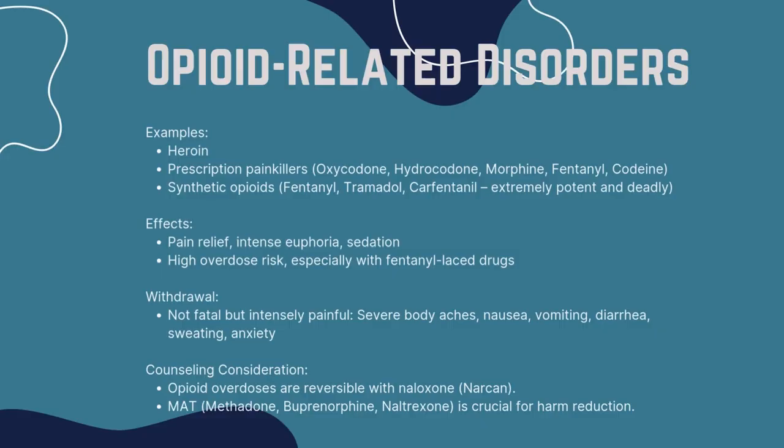Clients may also present with co-occurring trauma, chronic pain, or mental health conditions that contribute to opioid use. Counselors should take a non-judgmental, trauma-informed approach, recognizing that for many individuals, opioid use began as a means of coping with pain, whether physical, emotional, or both. Encouraging harm reduction strategies like MAT and addressing underlying psychological distress are key components of effective opioid use disorder treatment.